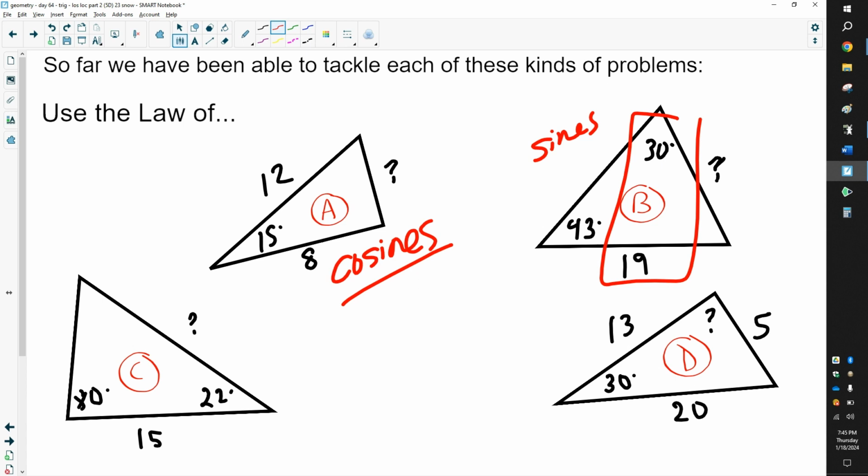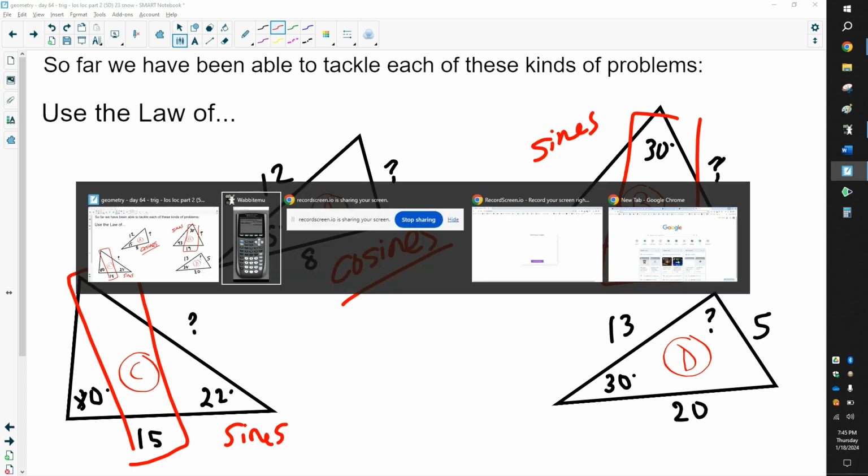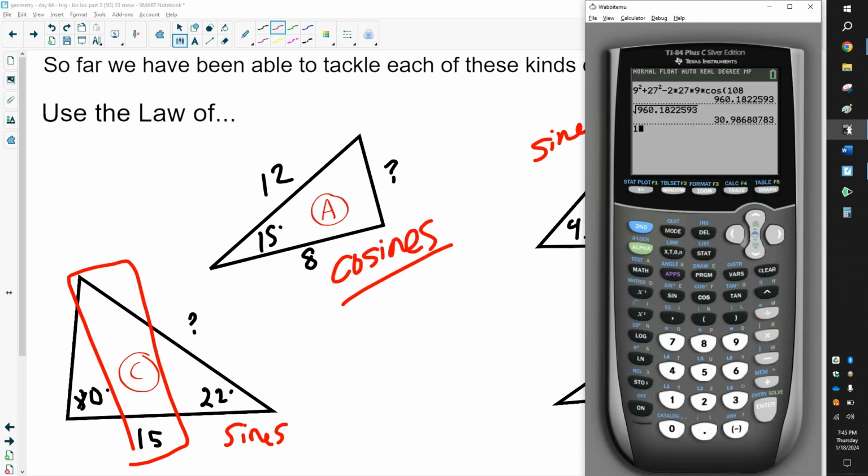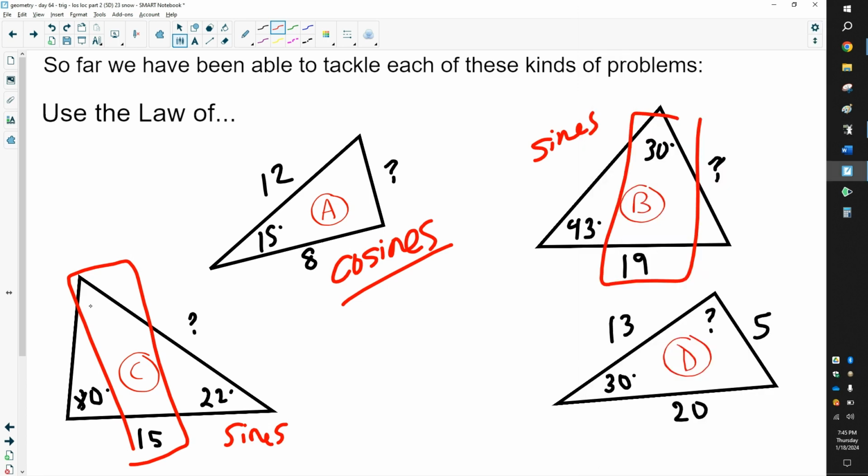And C is also a case of the law of sines, but you may be wondering, well, I don't have the angle across from 15, do I? But actually I do, because any triangle makes 180. So from 180, simply take away 80 and 22. Oh, hey, that angle is 78. And now you can see this is a law of sines problem.